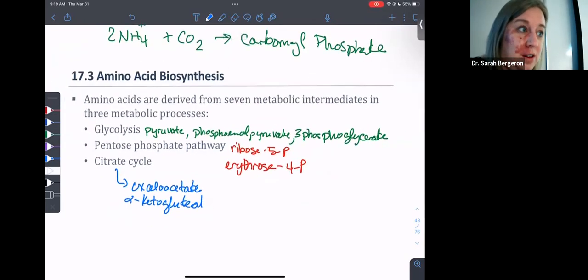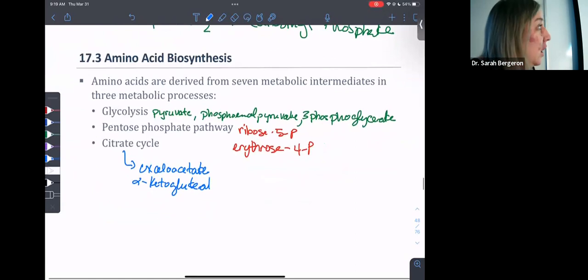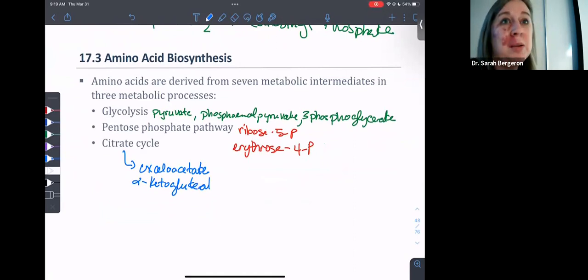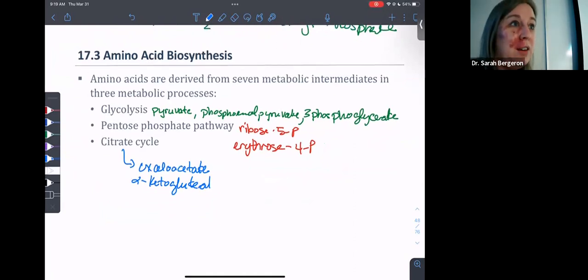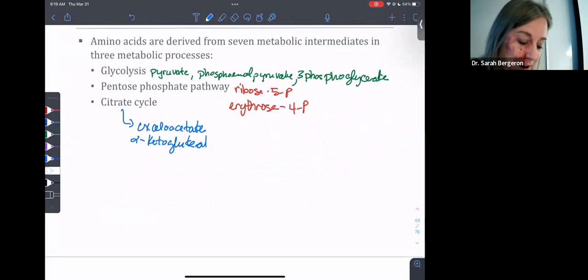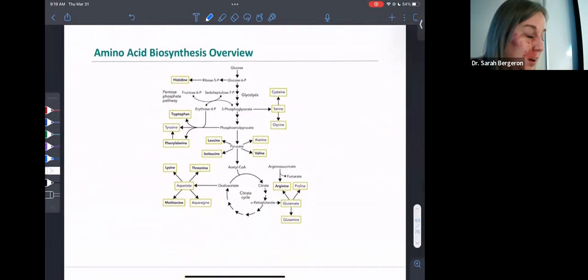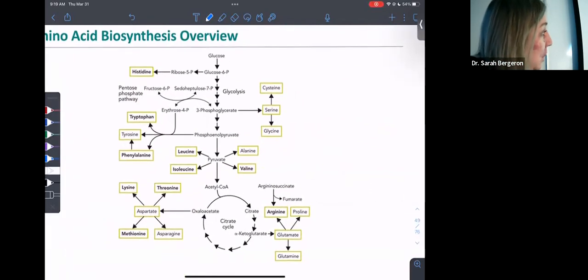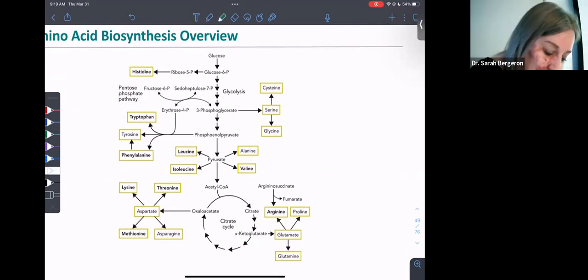Okay, you ready? You see how I color coded it? Glycolysis, I'm going to make green. Pentose phosphate, I'm going to make red. Citrate, I'm going to make blue. So I'm going to continue that theme. Okay, so here are all of our amino acids. Now, not all the pathways are perfectly labeled, so you've got to keep track of what's going on. So let's talk about glycolysis first.